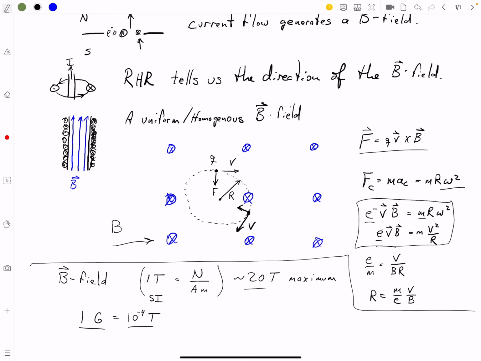The Earth's magnetic field, for example, is 5 times 10 to the minus 5 Teslas. So you can see what that would be in Gauss, 0.5 Gauss.